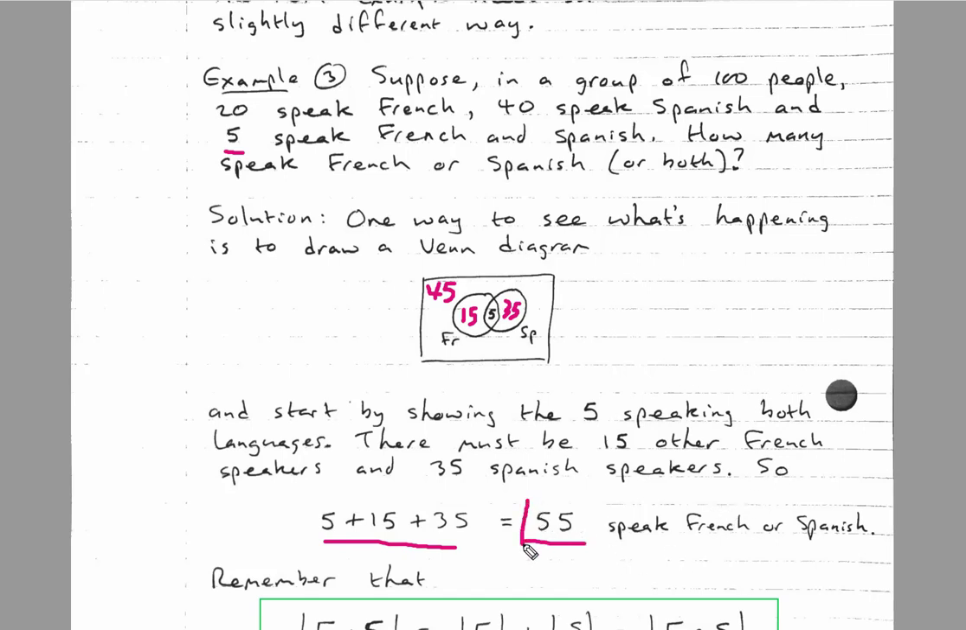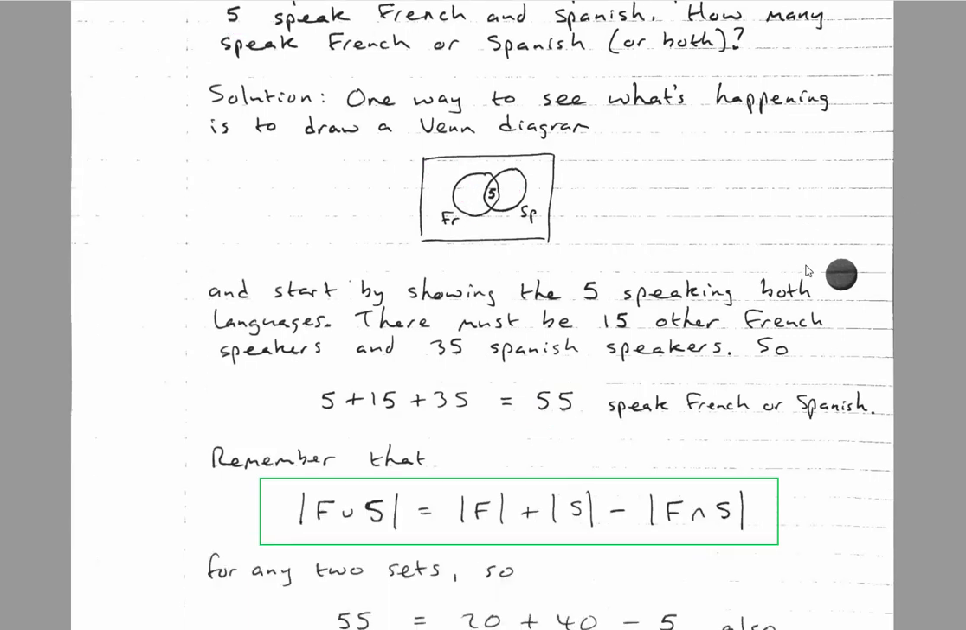All right, so the answer is 55. But there is maybe an easier way to do this question using a general principle. If you have two sets, we'll call them F and S, the cardinality, the number of elements in the union, is equal to the number of elements in each set minus the number of elements in the intersection.